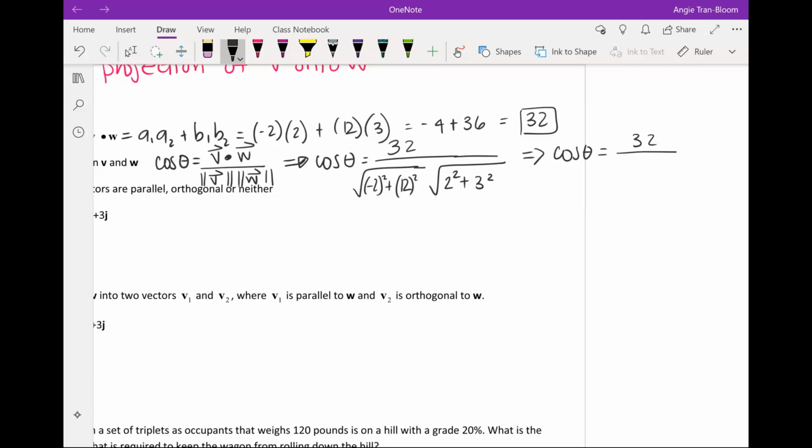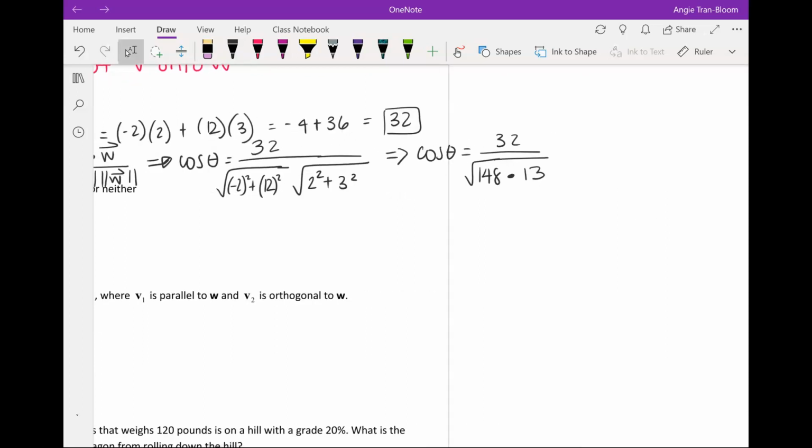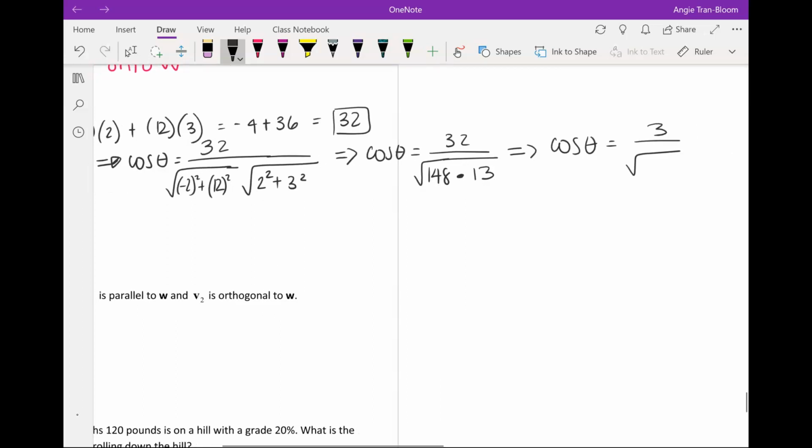2 squared is 4, 12 squared is 144, 4 plus 144 is 148. There are two different radicals. Can I put them together in one radical? Yes. 2 squared plus 3 squared is 13. What's 148 times 13? Some big, ginormous radical: 1924. I don't really need to simplify that because that's not my end result.